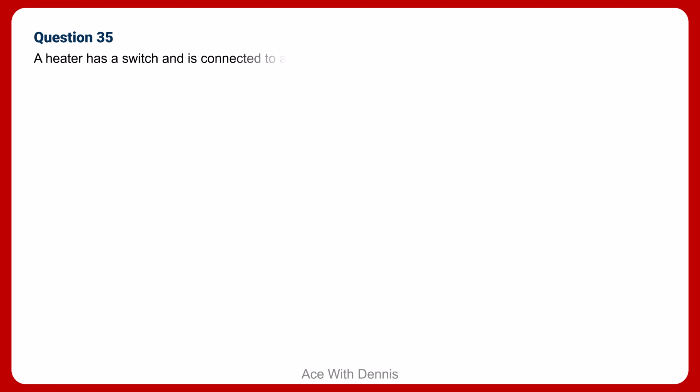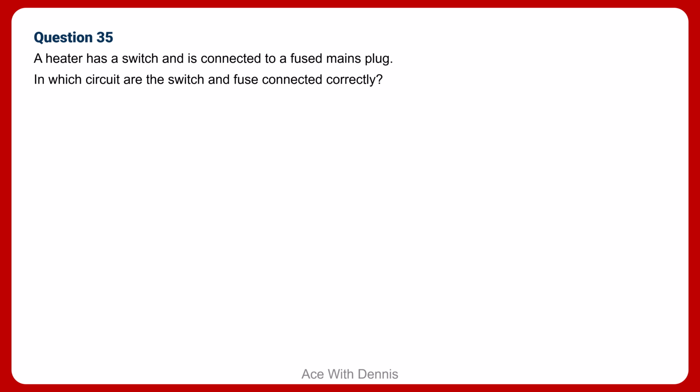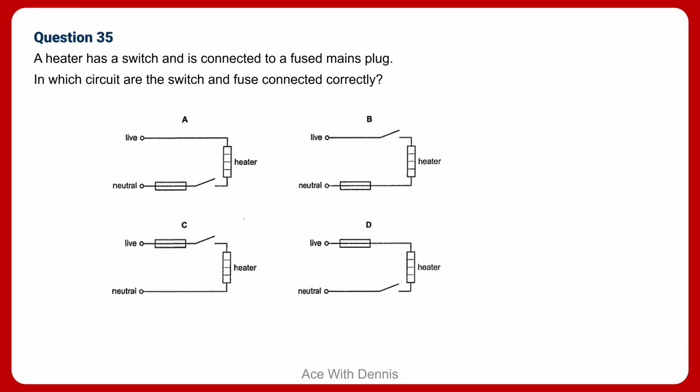Question 35. A heater has a switch and is connected to a fused mains plug. In which circuit are the switch and fuse connected correctly? So here are the 4 options. Option A, B, C, or D. The answer is C. As you can see, both the fuse and switch are connected to the live wire.